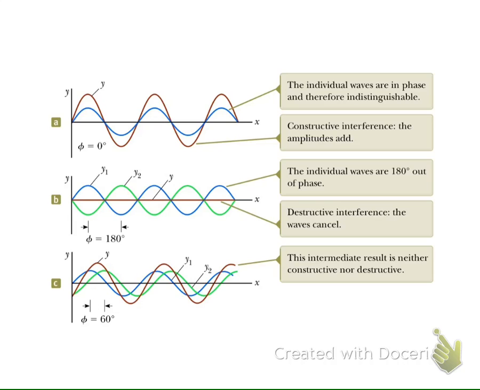Or you can have that the maximum displacement of the resulting wave is less than the amplitude of wave number 1 and number 2. So if the amplitude of the resulting wave is greater than that of wave number 1 and number 2, but not equal to 2A, we call it a partial constructive. But if the amplitude of the resulting wave is less than A but not equal to 0, it's a partial destructive.